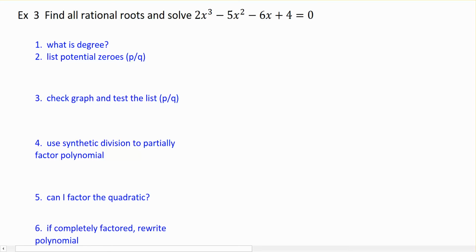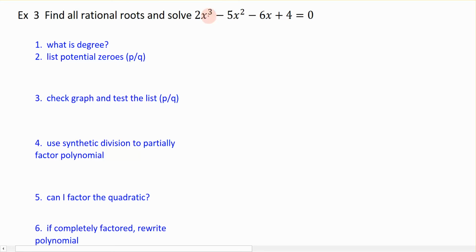Well, in this next example, we again are going to find the rational roots, and then we're going to solve the polynomial for its roots. So I have the polynomial listed here, and I start with what is the degree of the polynomial? Remember, the reason I'm asking this question is because if I know what the degree of the polynomial is, then I know how many possible roots to be looking for.